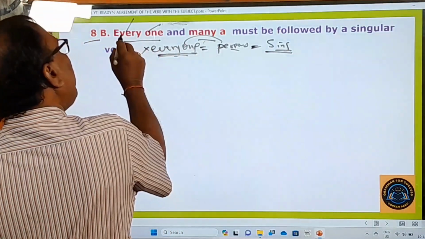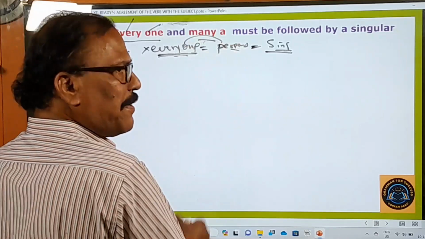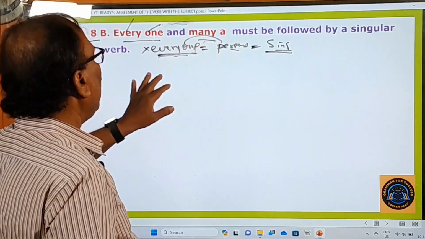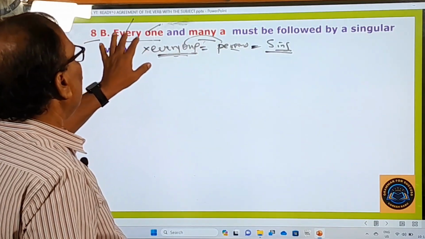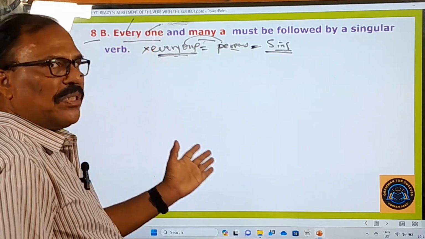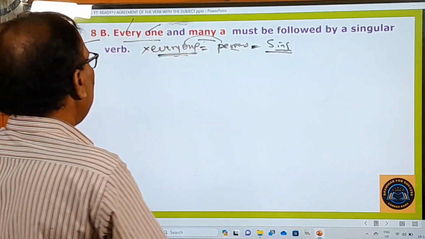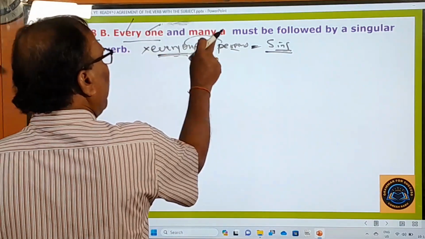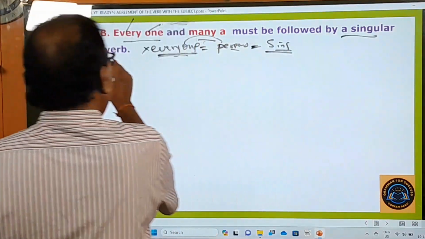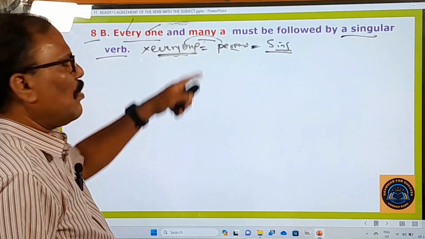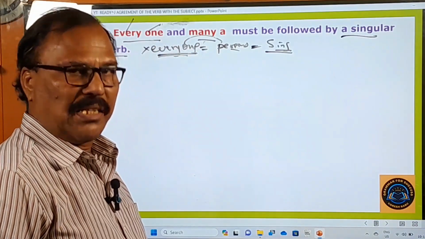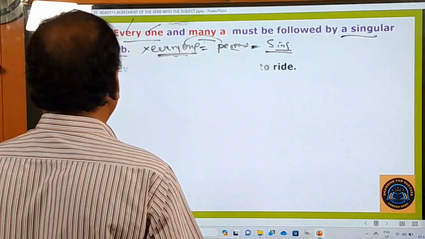But here, "every one" is separate and "many a" is separate. So that's why this "every one" can be used for persons, things and places. And whatever it is, "every one" or "many a" must be followed by a singular verb. So after these, you have to use only a singular verb. How? Let us see that.